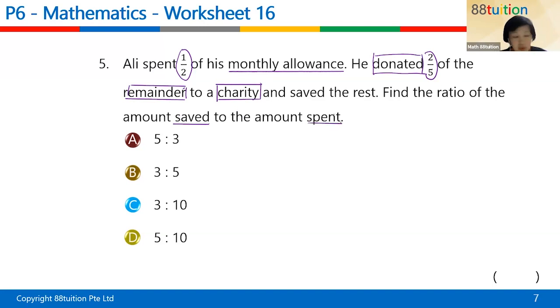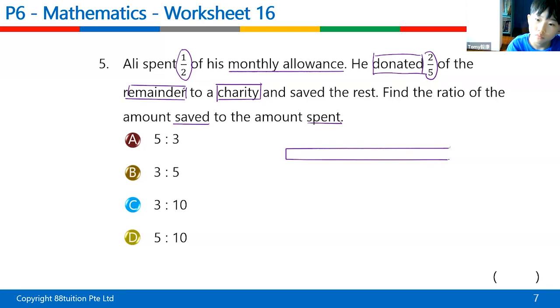Okay, so now the question is you need to pull down. What's the keyword actually for this entire question? Testing you on something called what? Ratio? And not only that, remainder. Correct. Because he spent half of his allowance, spent away, right? So this one, spent. Maybe I write outside, spent. Okay, so from here to here.